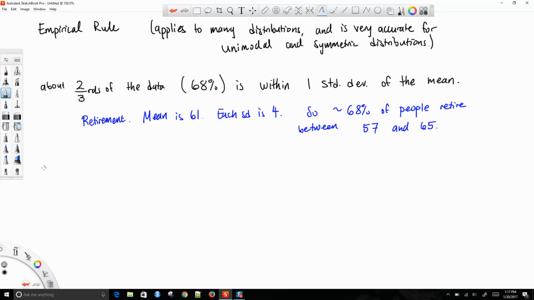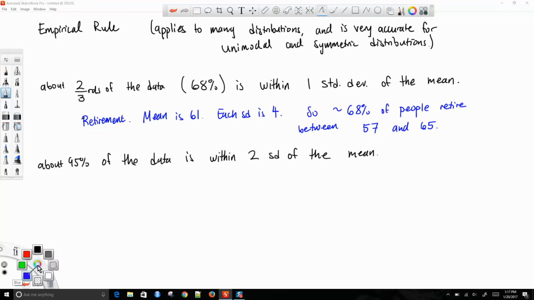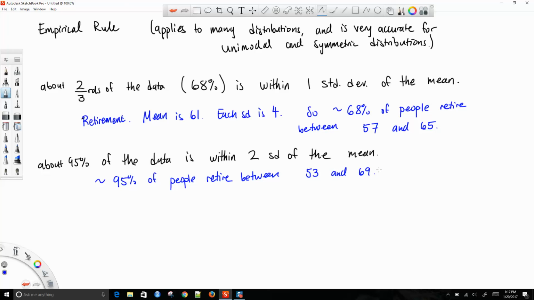The empirical rule also says that about 95% of the data is within 2 standard deviations of the mean. So as far as our example goes, we would say about 95% of people retire between what? 53 and 69. Okay, is that good with everybody?